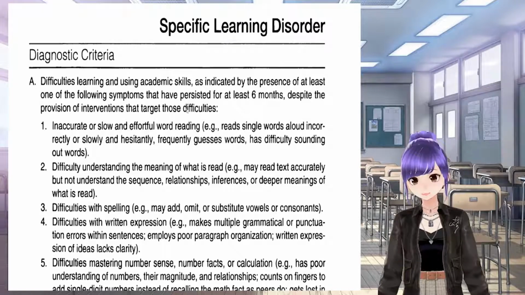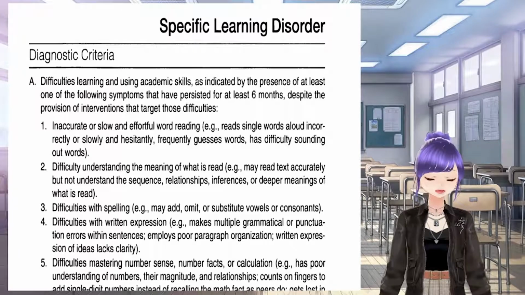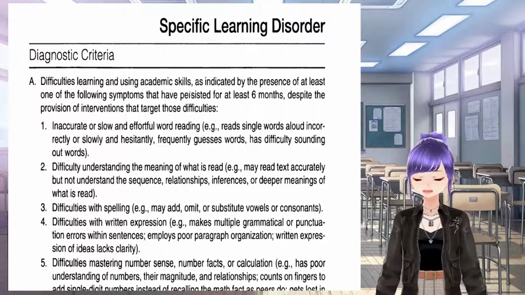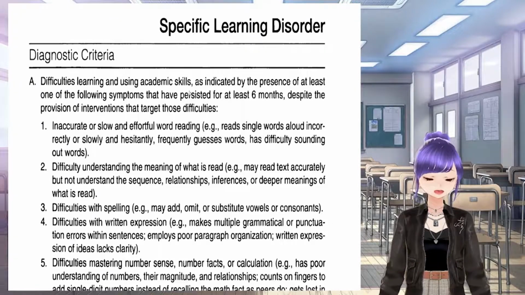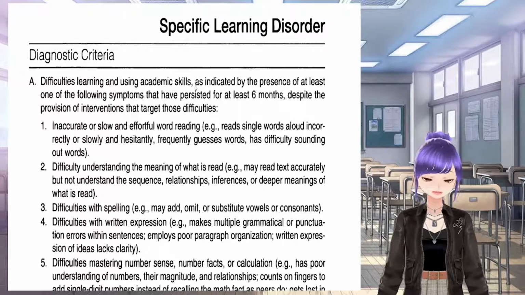Number 2, difficulty understanding the meaning of what is read. For example, may read text accurately but does not understand the sequence, relationship, inferences, or deeper meanings of what is read. Number 3, difficulties with spelling. May add, omit, or substitute vowels or consonants. Number 4, difficulties with written expression. Makes multiple grammatical and punctuation errors within sentences, employs poor paragraph organization, and written expression of ideas lacks clarity.